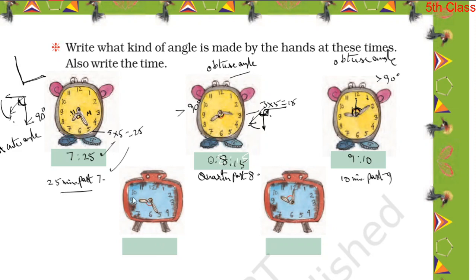The hour hand is in between 9 and 10. Therefore the time is 9 and the minute hand is at 5. Therefore 5 5s are 25. The minute hand covers 25 minutes. Isn't it? 1, 2, 3, 4, 5. 5 5s is 25. Therefore the time is 9:25 and we read it as 25 minutes past 9.